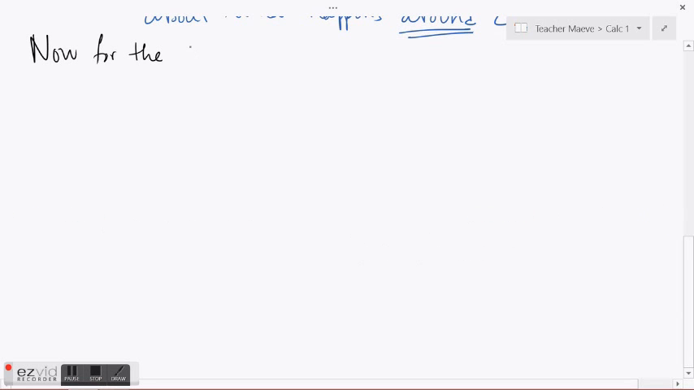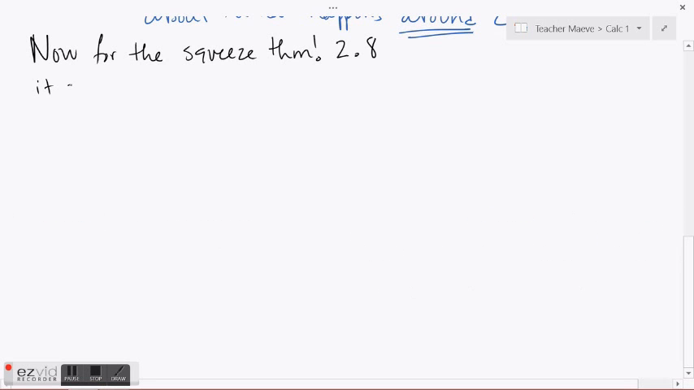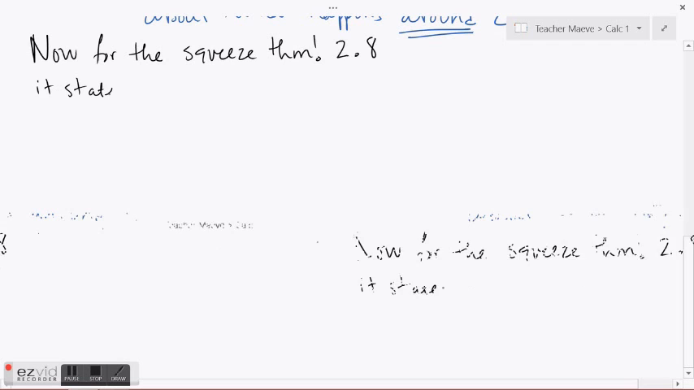So we're finished with that proof. Now let's go ahead and prove Theorem 2.8, the squeeze theorem. Both of these theorems are going to be really important, and we're going to be using them for a while.